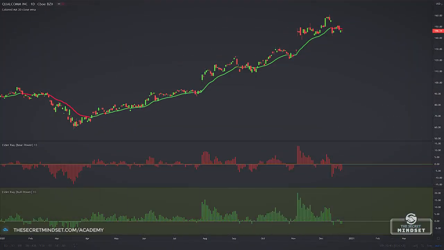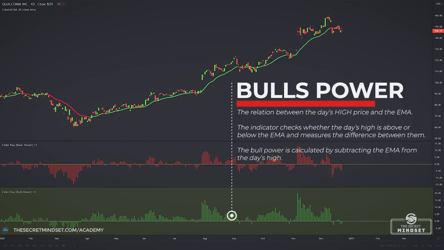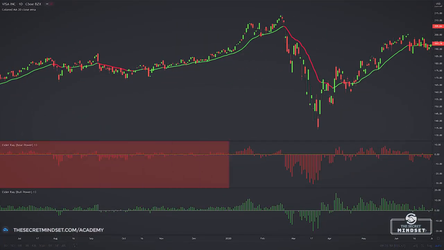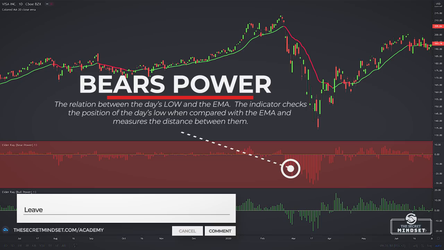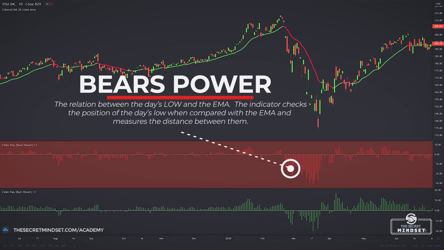The bull power indicator component of the Elder Ray Index shows the relation between the day's high price and the EMA. It checks whether the day's high is above or below the EMA and measures the difference between them. The bull power is calculated by subtracting the EMA from the day's high. The bear power shows the relation between the day's low and the EMA. It checks the position of the day's low when compared with the EMA and measures the distance between them. To get the bear power, you subtract the EMA from the low price of that trading day. As with the bull power, the bear power is plotted as a histogram in a separate indicator box.